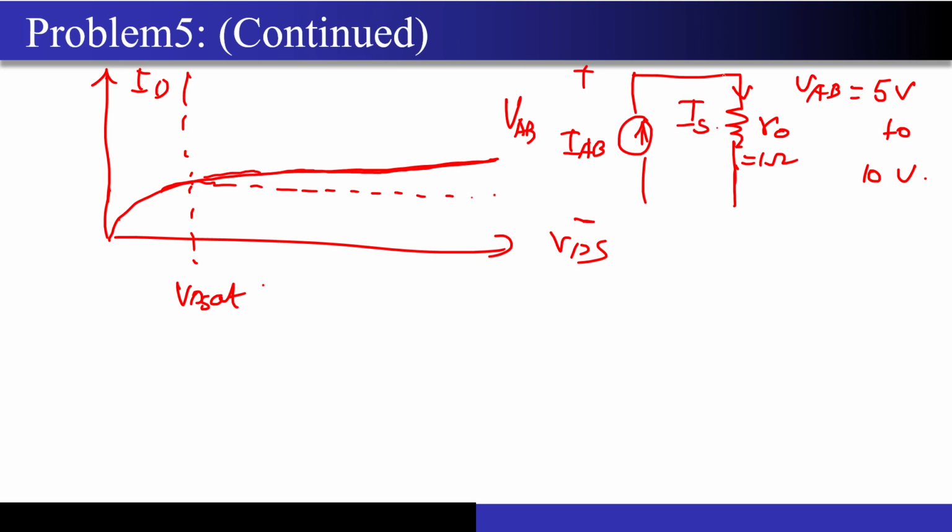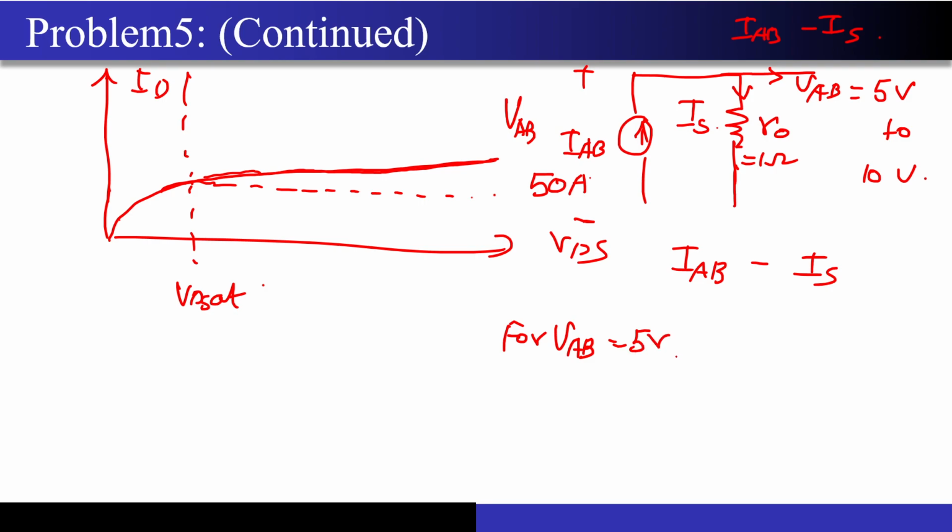Now the current that will be available for use will be nothing but IAB minus IS, right? So my interest is IAB minus IS, because this internal resistance will actually consume some current, right? Let's say, for example, this IAB is 50 amperes, and now I'm applying 5 volts over here. So for VAB equal to 5 volts, what is actually happening? My IS will be, by Ohm's law, nothing but 5 divided by 1, that is 5 amperes.